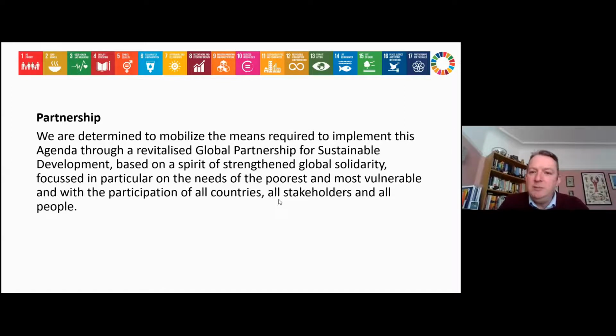So to mobilize the means required to implement this agenda, based on a spirit of strengthened global solidarity, focused in particular on the needs of the poorest and most vulnerable, and with the participation of all countries, all stakeholders, and all people. And so one of the amazing things with Agenda 2030 is it's not just for governments, it's an invitation to all of society. And so where it says all stakeholders there in the last sentence, I read that to mean all sectors, including museums.